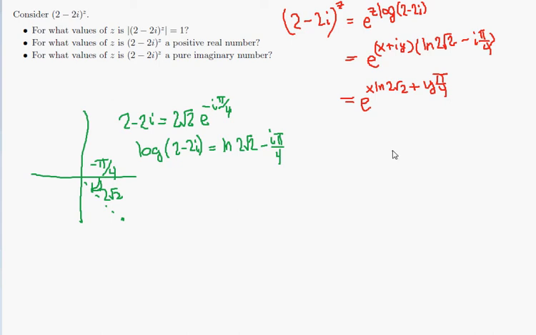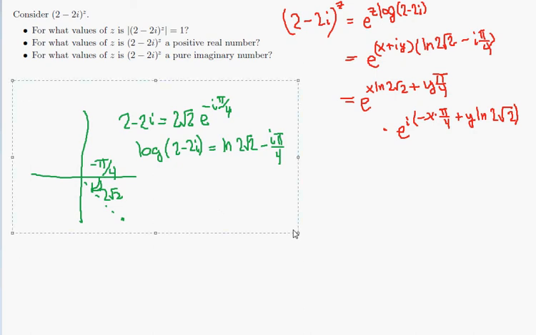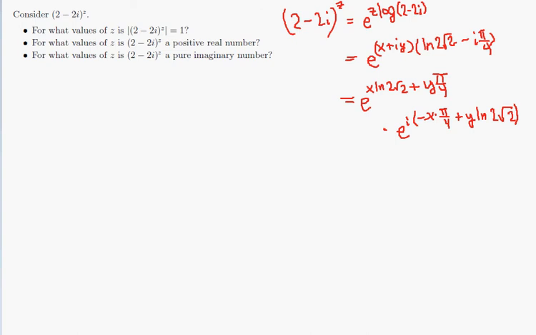Okay, so that's the real part. Then this gets multiplied by the imaginary part. The x term is going to be negative x times pi over 4. And the y term will be plus y times the natural log of 2 square root of 2. So that is the simplification of this expression. So now that we have this expression, let's start taking these three problems one at a time.